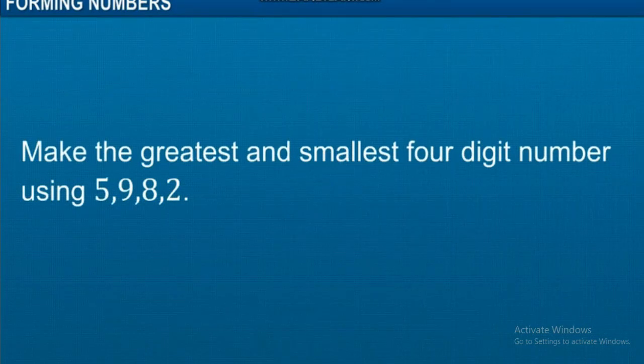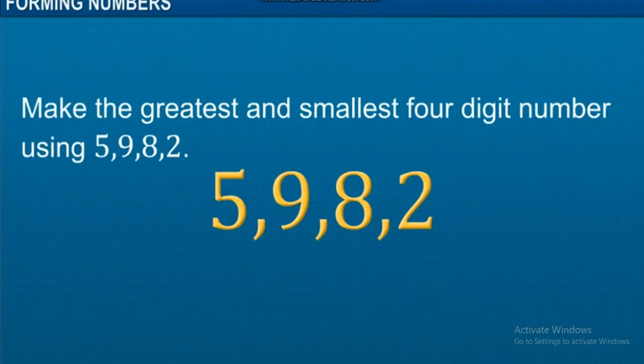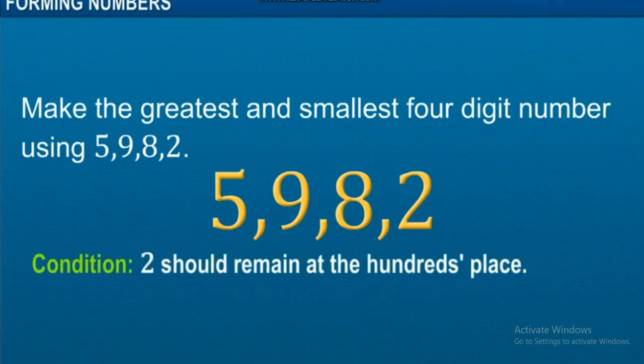Now, we'll use a different rule to form numbers. Using digits 5, 9, 8, and 2, we will form the greatest and the smallest four-digit number such that 2 is in the hundreds place.